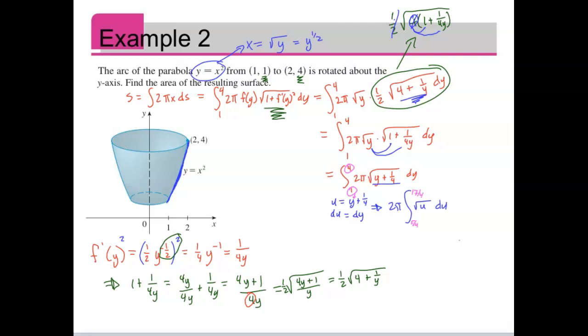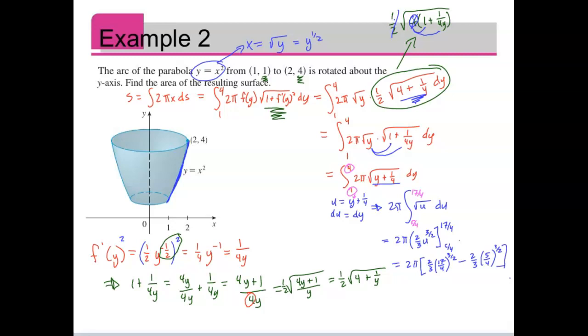We'll get 2 pi from 2/3 u to the 3/2 from 5/4 to 17/4. And then plugging in, we get 2 pi times 2/3 17/4 to the 3/2 minus 2/3 5/4 to the 3/2.